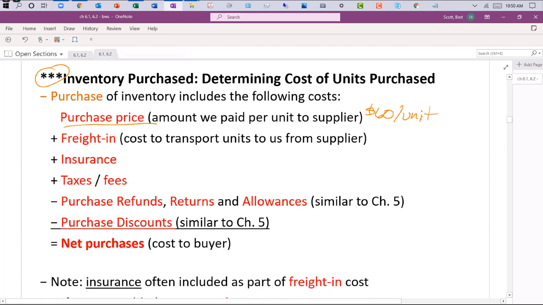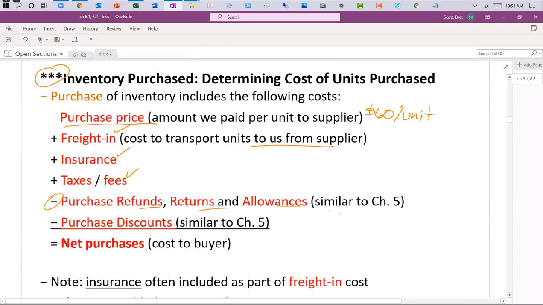But there's other costs incurred just to get the merchandise to my facility. There's things like freight in, the cost of transport to us from the supplier or the manufacturer. Maybe I have to pay insurance. I better pay insurance for the transit goods. Taxes and fees are pretty typical, especially if we're importing from, say, China. There's tariffs and other fees we have to worry about paying. But we also want to subtract out any purchase returns and allowances.